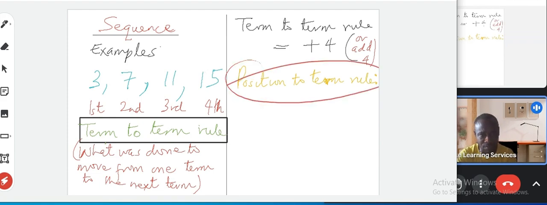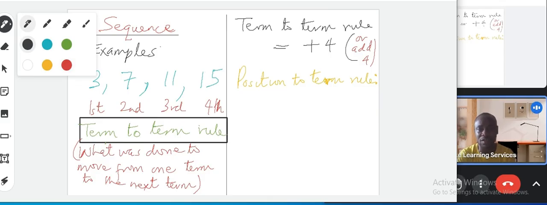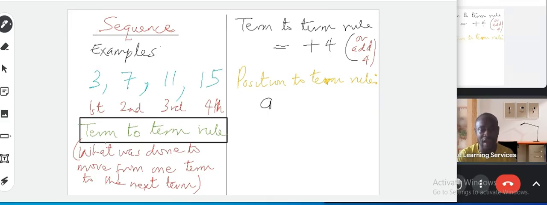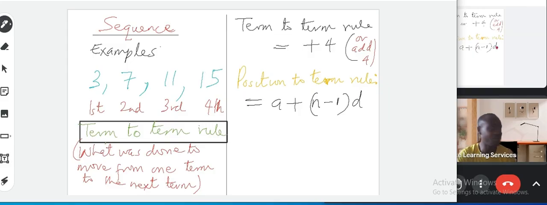The position to term rule is about the rule that connects the position and the term. Like the first is 3, the second is 7, the third is 11, the fourth is 15. Now this is how to get that. This is the formula. There are many ways to do that, but I can show you this simple formula. Position to term rule is A plus n minus 1 in brackets, multiplied by D, where D is what you just got earlier, the common difference or term to term rule.